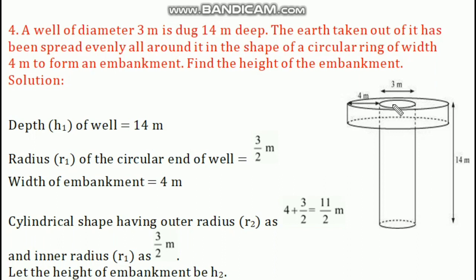So r1. And we need to find out the radius of this embankment. Because it is looking like a cylinder shape, from the center we can take the radius as r2. So this is 4 meter and this radius is 1.5 meter, so totally 5.5 meter or 11 by 2 meter. But actually here we know that the volume of the embankment is equal to the volume of soil dug from the well.